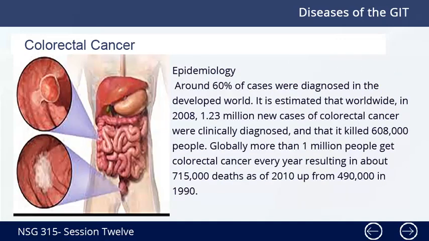Epidemiology. Around 60% of cases were diagnosed in the developed world. It is estimated that worldwide in 2008, 1.23 million new cases of colorectal cancer were clinically diagnosed, and that it killed 608,000 people. Globally, more than 1 million people get colorectal cancer every year, resulting in about 715,000 deaths as of 2010, up from 490,000 in 1990.